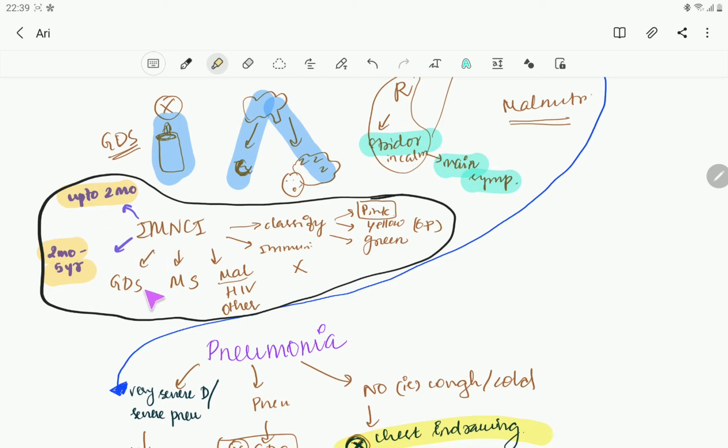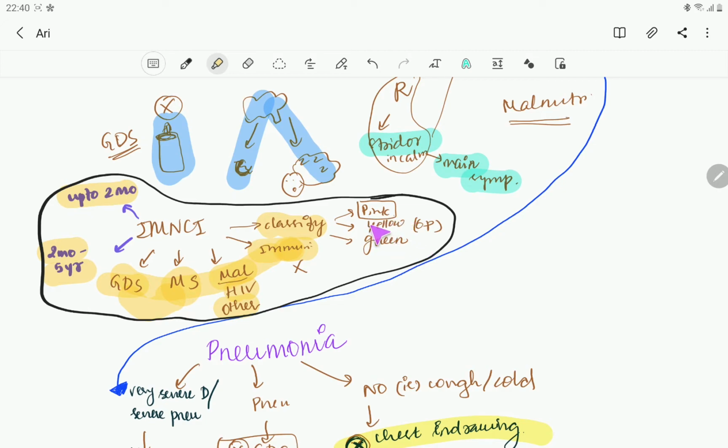And then they will tell us to firstly assess GDS, which is general danger sign, and only then go to the main symptoms. Then we have to assess their nutritional status, if they have HIV and other statuses, and then we go to their immunization status. After we have all this information, we'll classify them into 3 categories: pink, yellow and green.